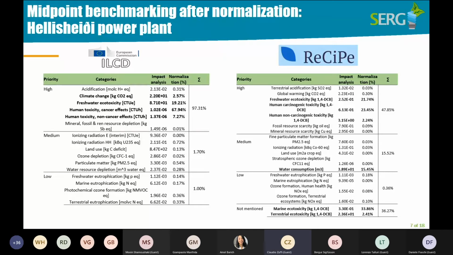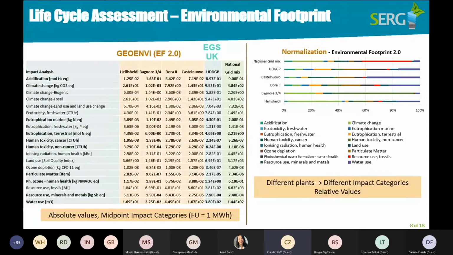And you can see that the impactful categories for ELCD are climate change, freshwater ecotoxicity, and human toxicity. While for ReCiPe, the impactful categories are all the categories referred to toxicity and water consumption. When you have chosen the method, you can compare your system with other systems.